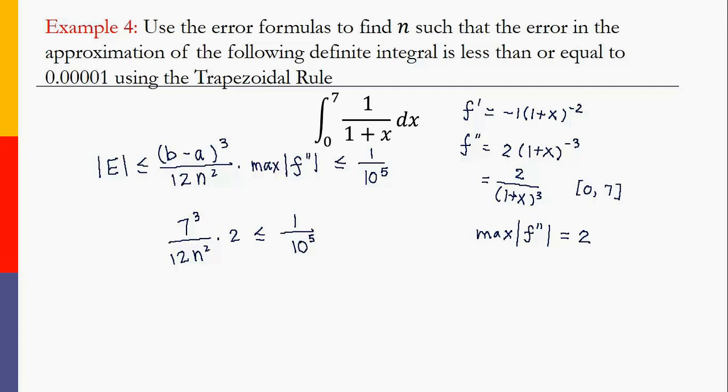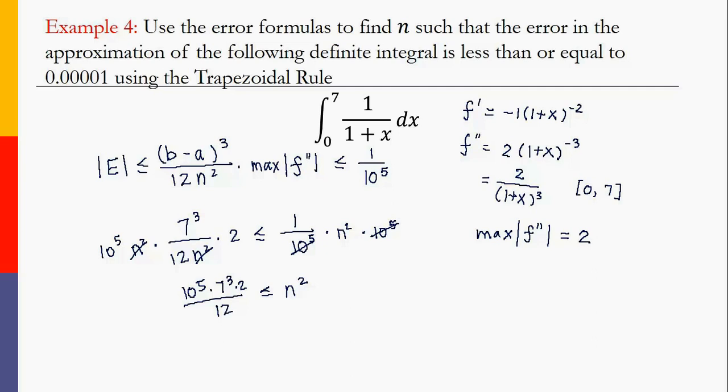In order to solve for n, we will need to multiply both sides by n squared. So the n squared cancels on the left hand side, and we will multiply both sides by 10 to the 5th power. So the 10 to the 5th cancels on the right hand side. Then n squared will be at least 10 to the 5th power times 7 to the 3rd power times 2 divided by 12.